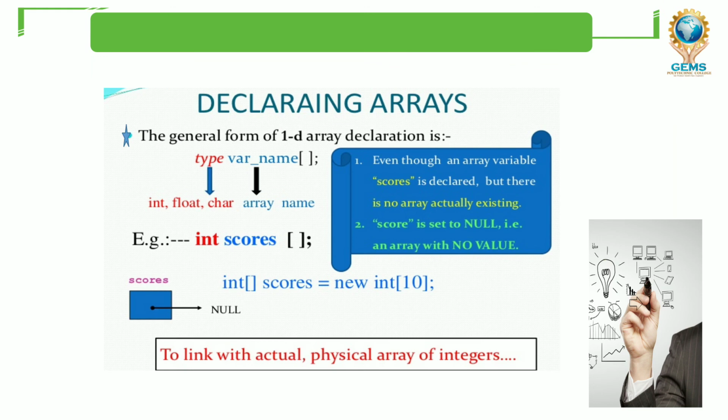I am repeating the same thing here for more clarification. Again, the type may be int, float, char, anything. Var name means variable name, the array name. Then square braces, then semicolon. This is how we declare the array, and this one is how we initialize the array size. Int score equal to new 10. This is called array initialization, size initialization.